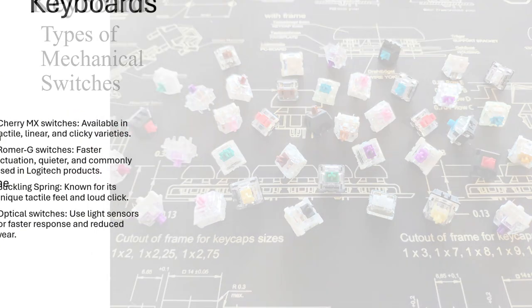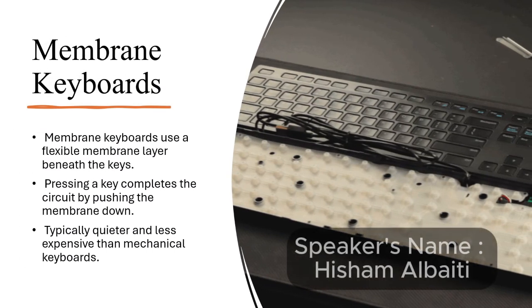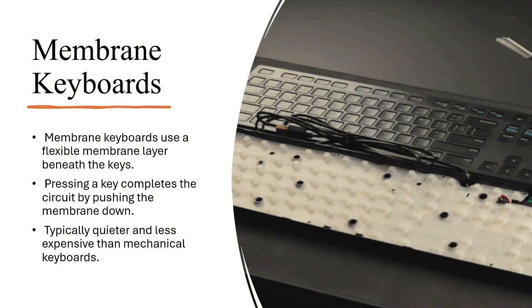On the other end of the spectrum are membrane keyboards. These are typically quieter and more affordable compared to mechanical keyboards. Instead of individual switches, membrane keyboards use a flexible membrane layer beneath the keys. When you press a key, the membrane pushes down, completing a circuit, and the computer registers the input. While these keyboards don't provide the same tactile feedback as mechanical ones, they are still widely used because they're cost-effective and work well for casual typing and office tasks. The only drawback, however, is that they don't have the same level of responsiveness or durability as mechanical keyboards.